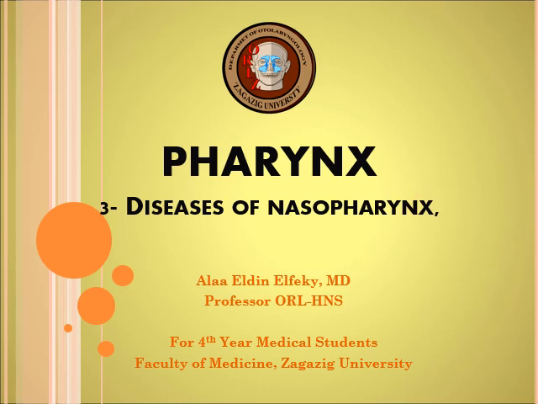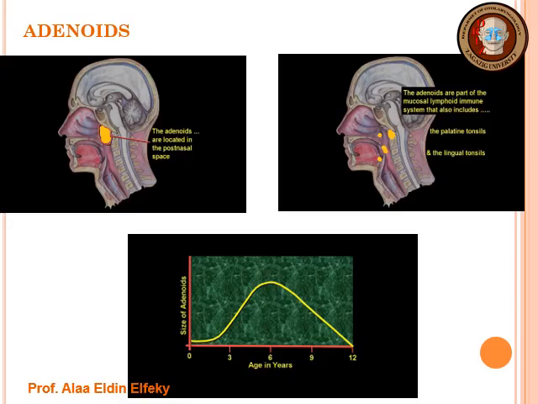Now we will review the diseases of the nasopharynx. The most common infection in the nasopharynx is the infection of the nasopharyngeal tonsils, which is the adenoids. What is adenoids? Adenoids is the infected or enlarged nasopharyngeal tonsil.